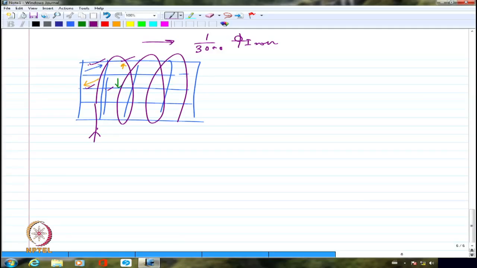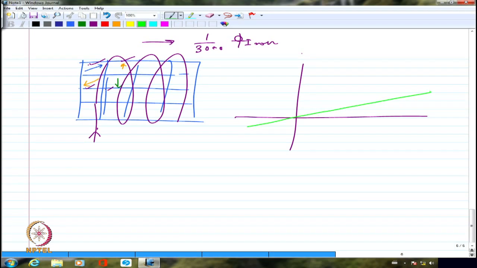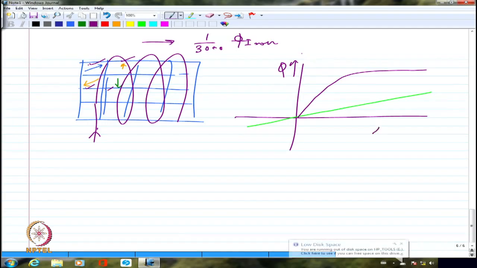So when I draw the magnetization characteristics, actually I should show two portions if I have to be really accurate. One should be corresponding to air. The other one should be corresponding to iron. Two things I have to show. So this is flux and this is current. So this is due to iron and this is due to air.